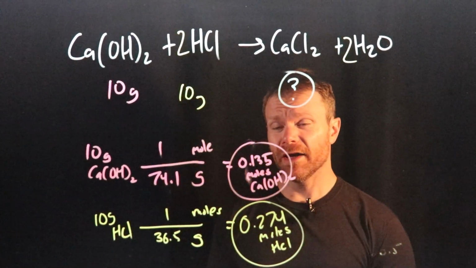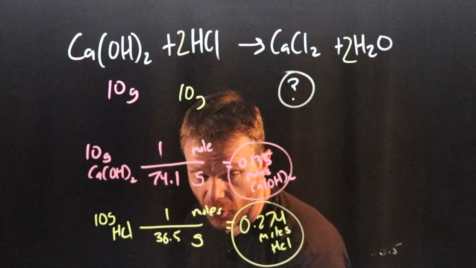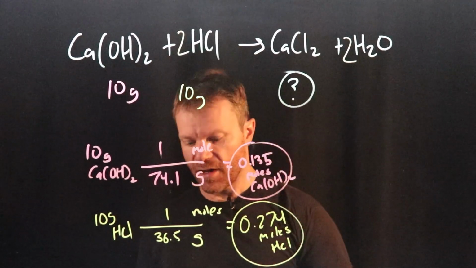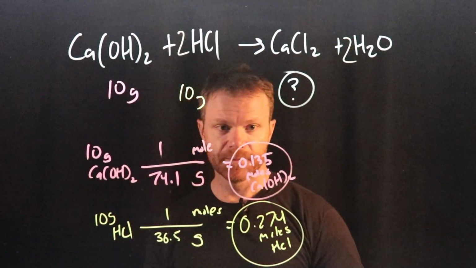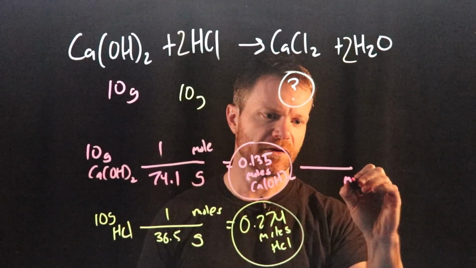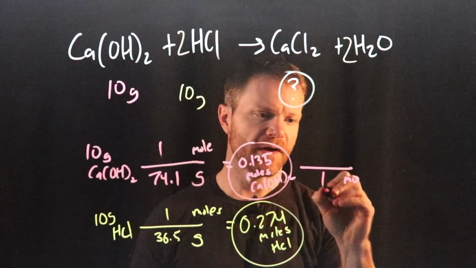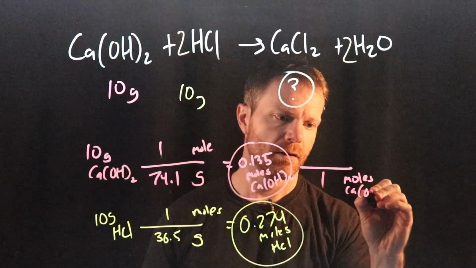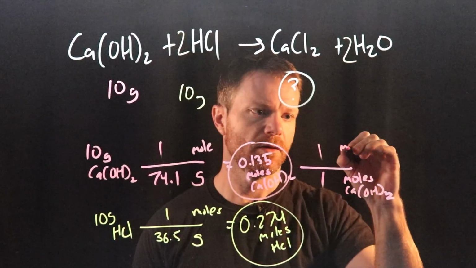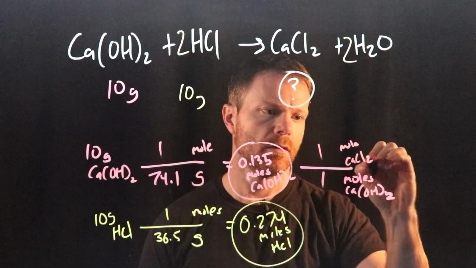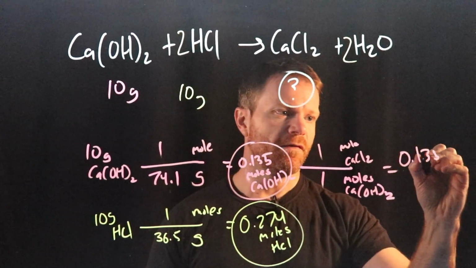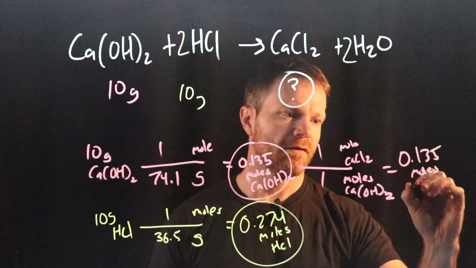Well, not quite, because we still have to take their mole ratios into effect, right? And so if we want to actually figure out how much calcium chloride we're going to make, the mole ratio for our calcium hydroxide is for every 1 mole of calcium hydroxide, we're going to make 1 mole of calcium chloride. And so that's going to give us the exact same number, 0.135 moles of calcium chloride.